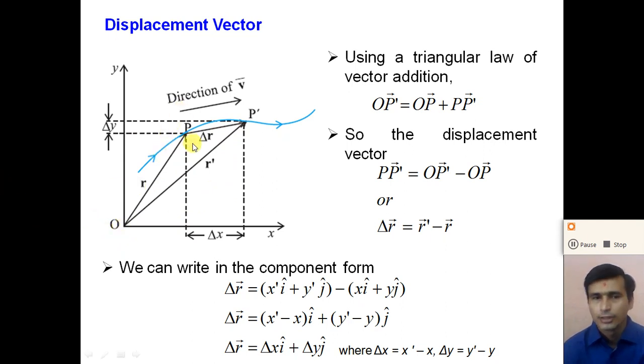First vector, on the head of the first vector draw a second vector by joining the tail of the second vector and the head of the first vector, and we get the resultant vector. So from the triangular law of vector addition, we can say that vector OP' is equal to vector OP plus vector PP'. So from that we can easily find the displacement vector. So displacement vector PP' is equal to OP' minus OP.